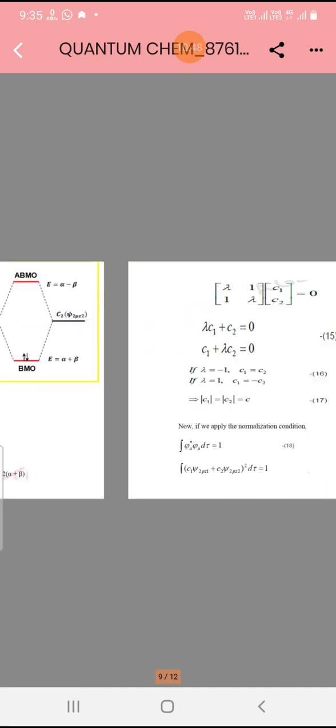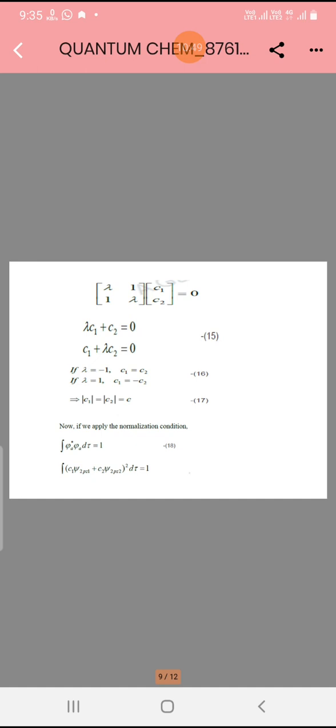So again we use the secular equations for the ethylene system, lambda, 1, 1, lambda, equal to 0. The first secular equation is lambda C1 plus C2 is equal to 0. And the second secular equation is C1 plus lambda C2 is equal to 0. So we put lambda is equal to minus 1, and C1 is equal to C2. If lambda is equal to plus 1, C1 is equal to minus C2.